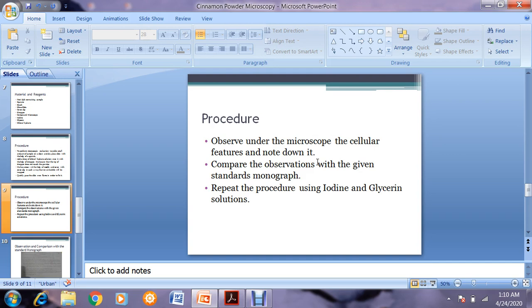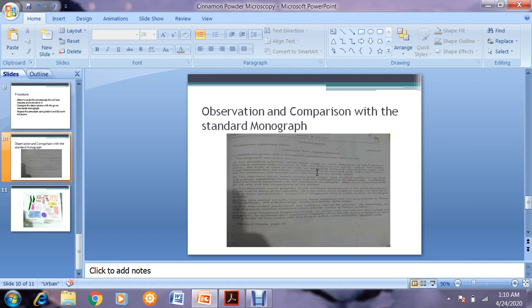Now when you note it down, what is the next step? Compare the observation with the given standard monograph. And then repeat the procedure using iodine and glycerin. So you will make 3 slides, one with each reagent, and then observe them under the microscope, note down the observations, and compare your observations with the standard monograph taken from the Atlas of Microscopy.